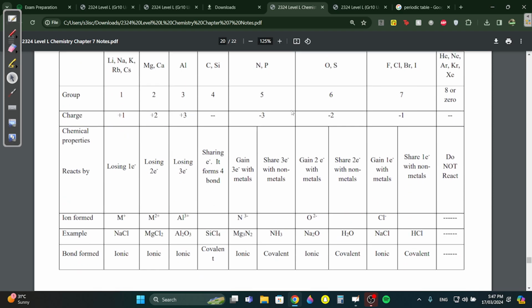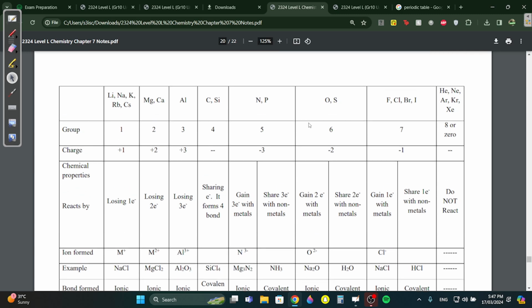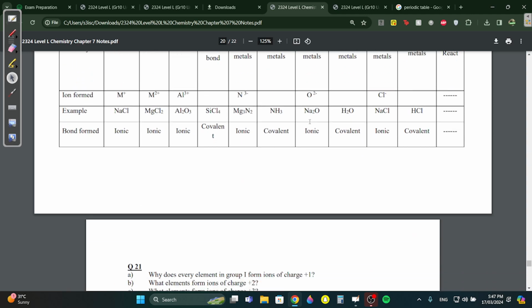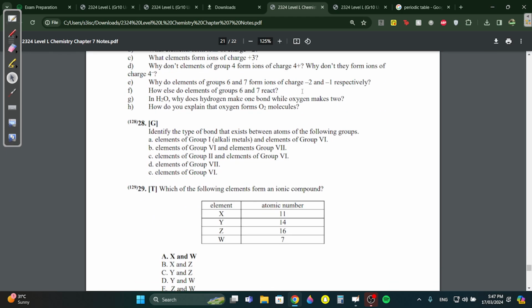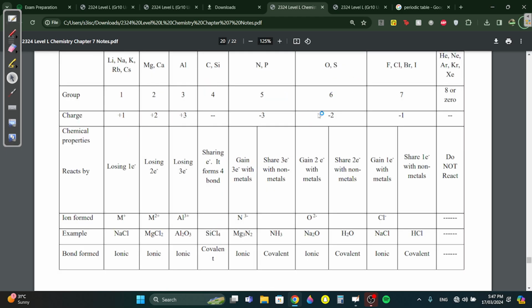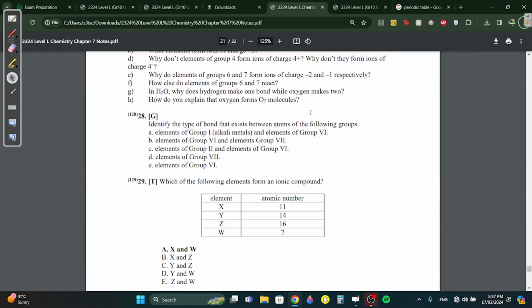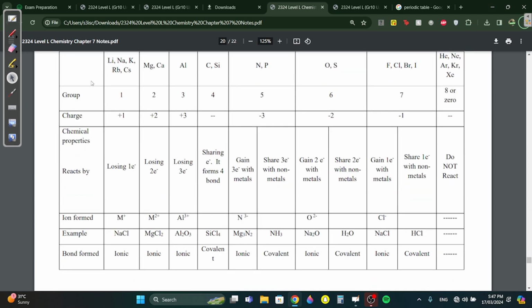What's this? I think this is from X and W. X and W, we said. I think this is part of a different section, because there's this whole table.